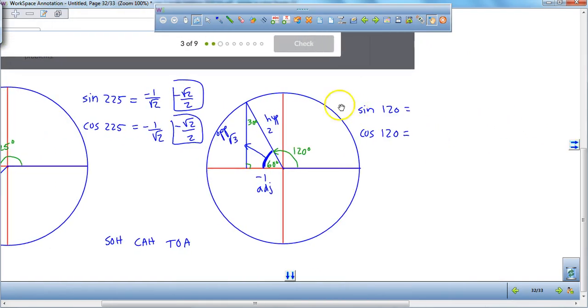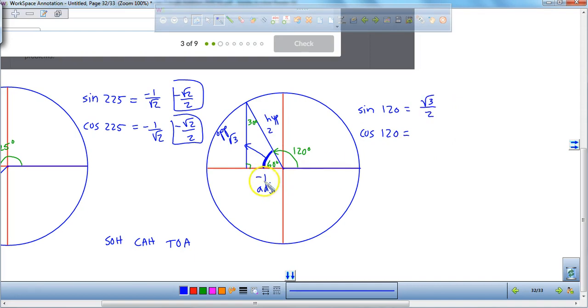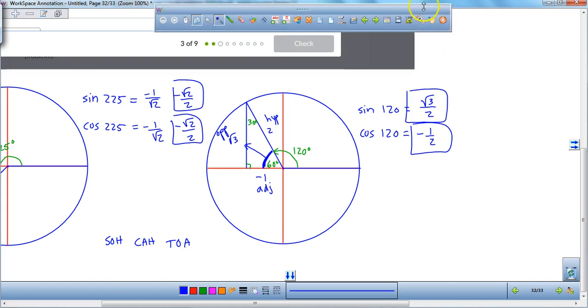All right, the sine of 120. So what's the sine? The opposite over the hypotenuse. Well, that's easy. That's just radical 3 over 2 because that's the opposite over the hypotenuse. What's the cosine? Negative 1 over 2. So the cosine is going to be negative 1 over 2. And these are the numbers that I'm going to use when I'm filling in our formula.